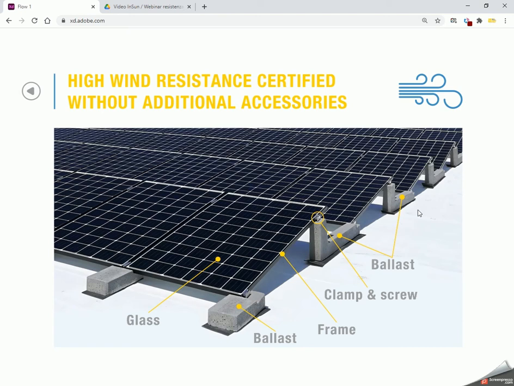This calculation method is the result of studies and analyses that our research and development department has carried out in these years, as the regulations still have some gaps in regard to PV sizing on flat roofs.